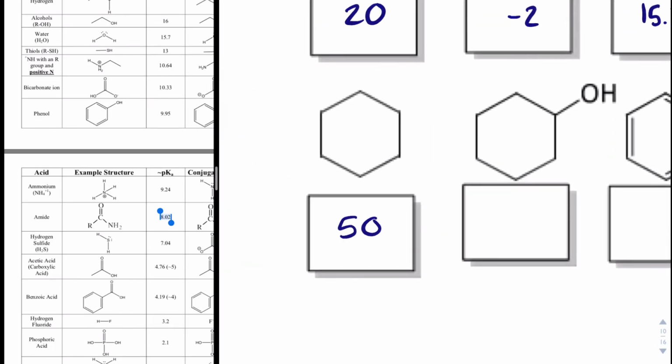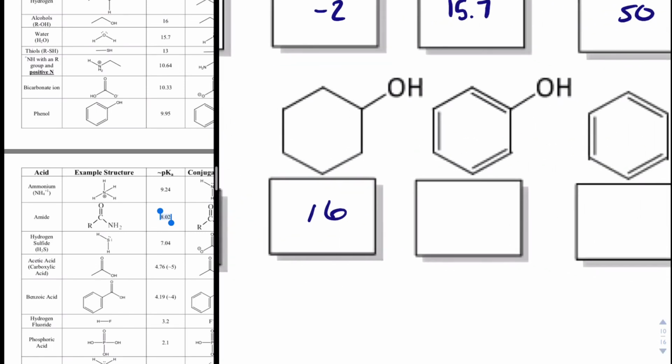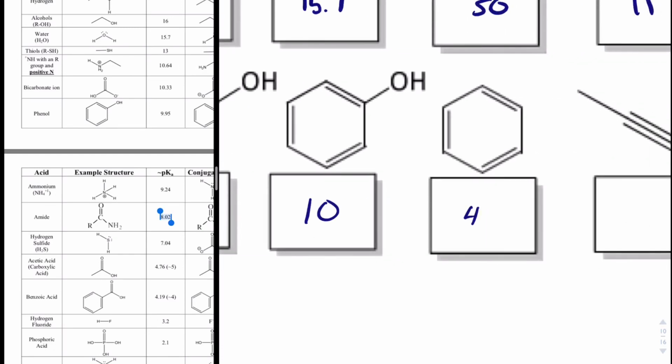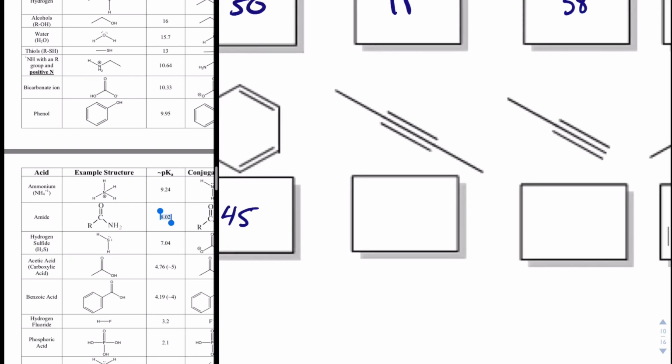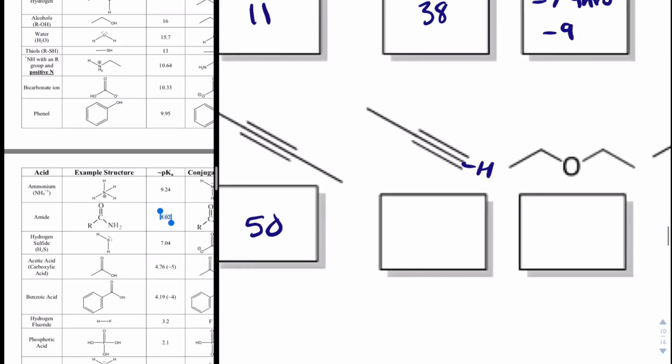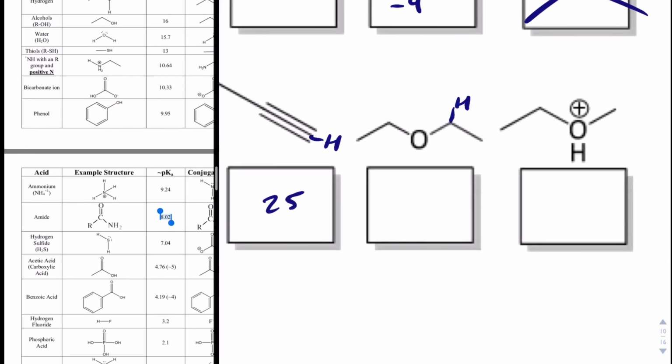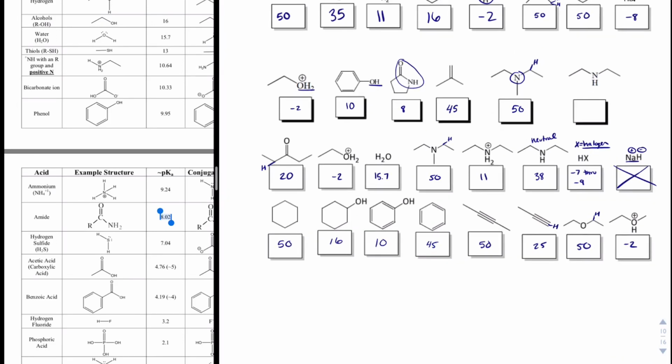We got 50, we got 16, we add double bonds, that creates phenol. This will be 10, this will be 45, double bonds. Here we have no H's on this, okay? So that'll be 50, where we add a terminal alkyne, okay? Those are the only kind that we can have a pKa of 25. Here we have an ether, but no H on that O, so this will be 50, and then a positive alcohol will be -2.